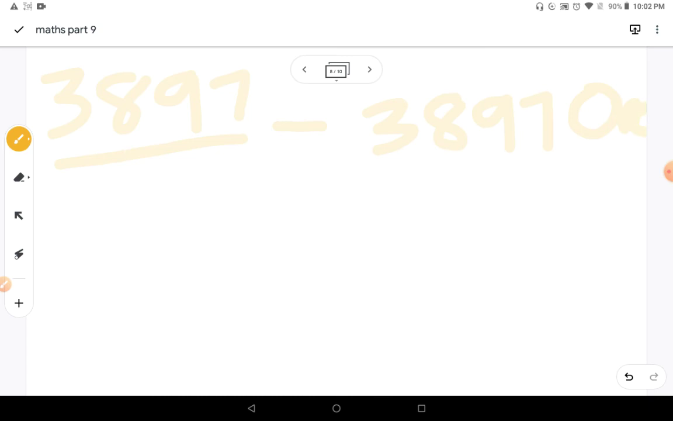Now another thing, suppose you are asked to represent this number in terms of hundreds, tens and ones. Then how will you represent it? That is, you should not use the thousand term. So ones, how many ones here? That is 7 ones. So ones you can write as 7.